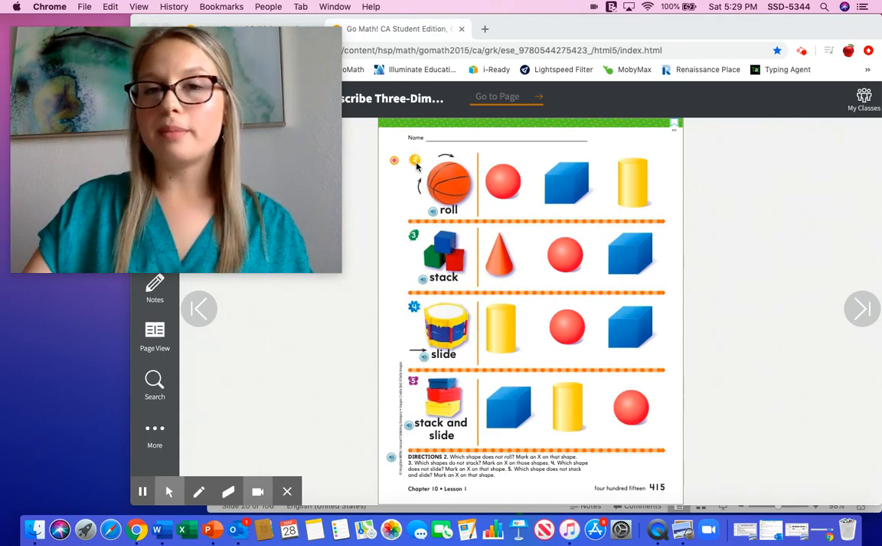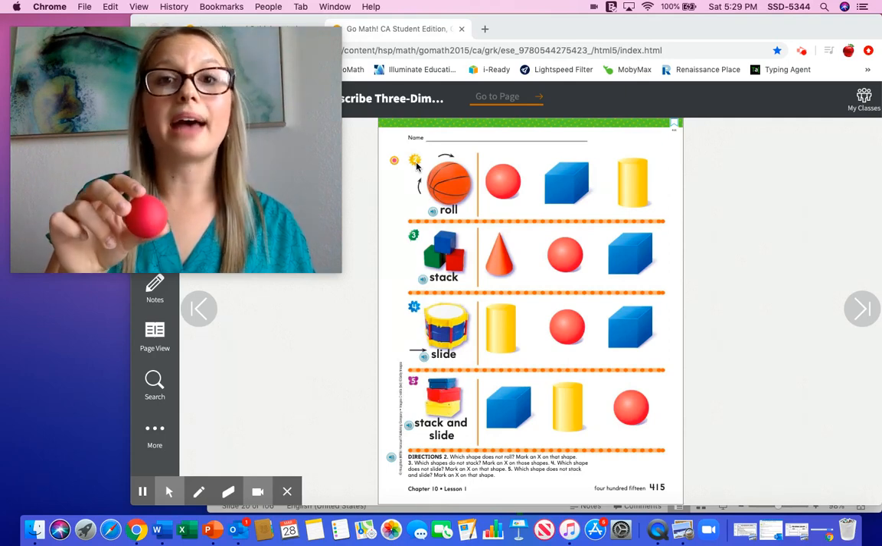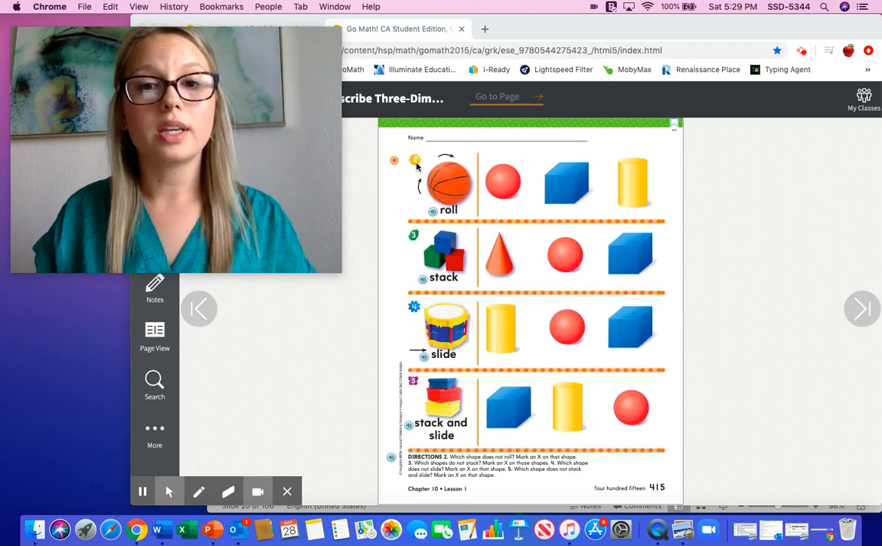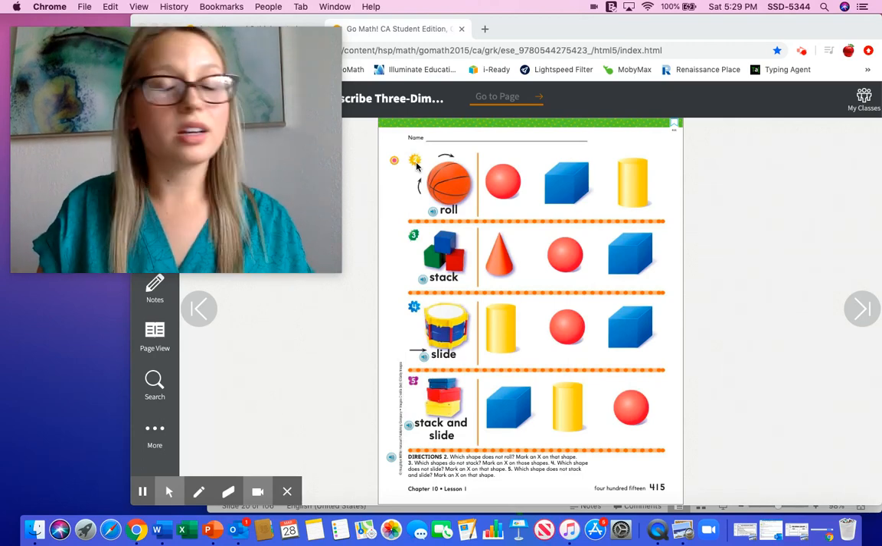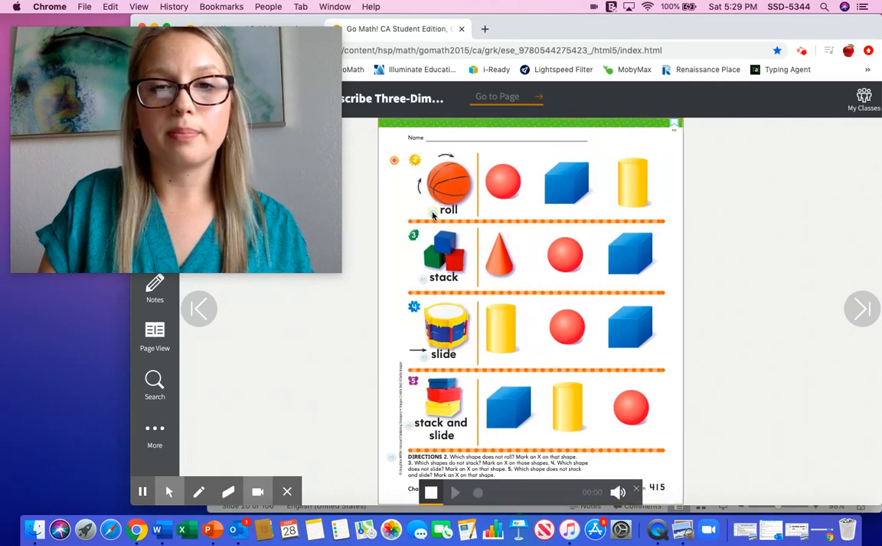We know that shapes that roll are round, right? Like a soccer ball, a basketball, a yoga ball. They're all round so they can roll. We're going to find shapes that cannot roll. So remember, rolling is like this basketball here. Roll.